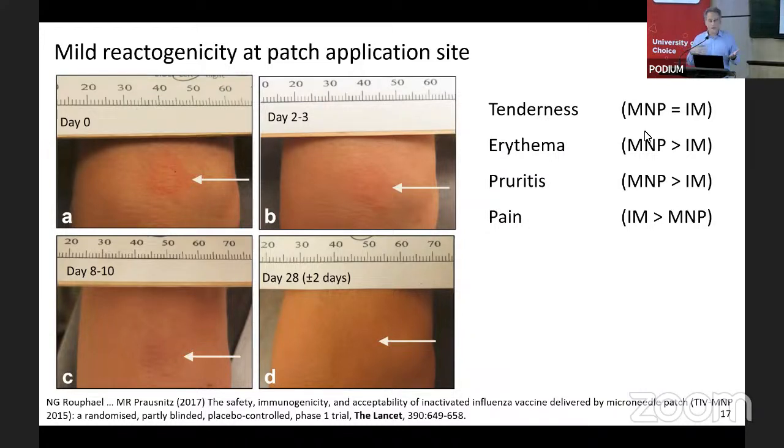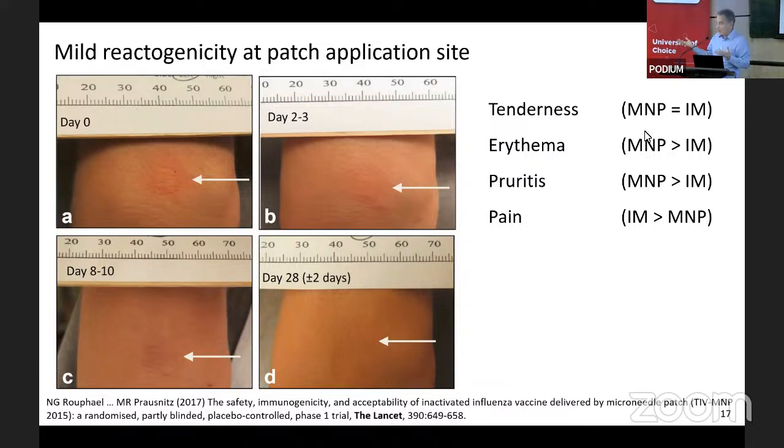Overall, if we compare the microneedle patch to the intramuscular injection, the tenderness at the site where the vaccination was done was about the same with microneedle patch and intramuscular vaccination. Erythema and pruritus, or itchiness, are both greater in the microneedle patch group than in the intramuscular injection. Probably there was erythema at the site of injection, but of course you can't see in your muscle. You can see literally the immune response being mounted in your skin. And so we think that's what the erythema is.